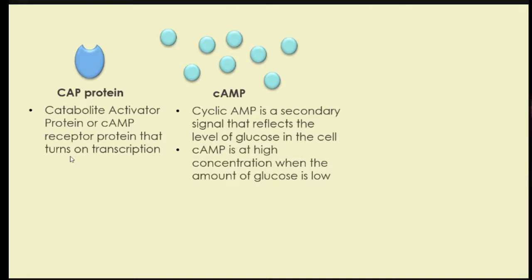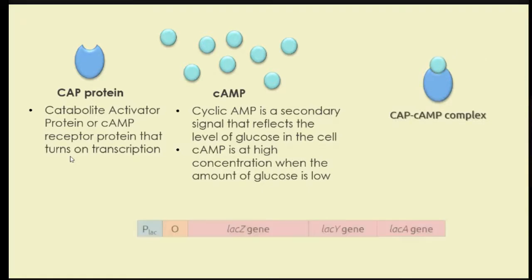So, in the event na mababa yung concentration ng glucose, nagkakaroon ng maraming production ng cyclic AMP. Therefore, yung cyclic AMP, ginagamit siyang parang indication na kung ano yung level ng glucose doon sa cell. And this cyclic AMP binds to the CAP protein and forms a complex. And this complex can bind to an area upstream of the promoter region called your CAP site.